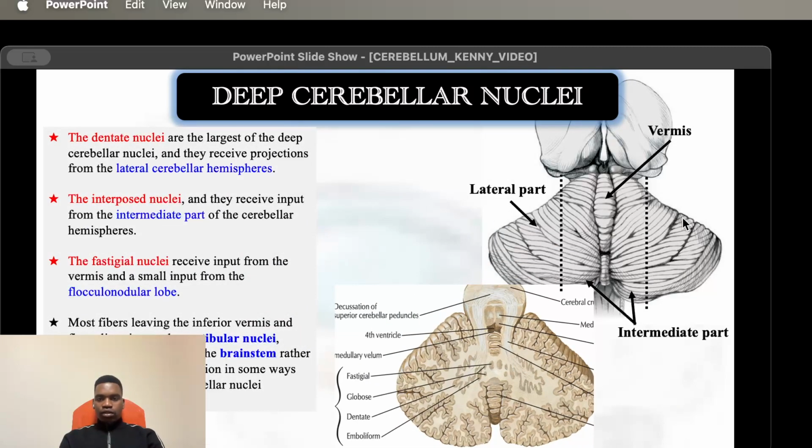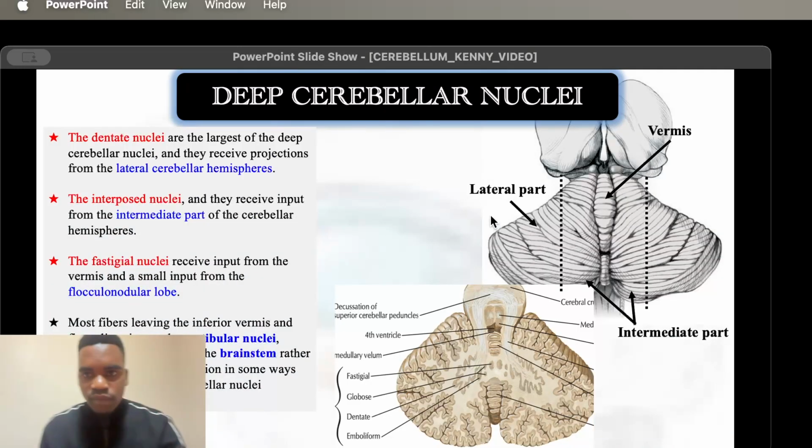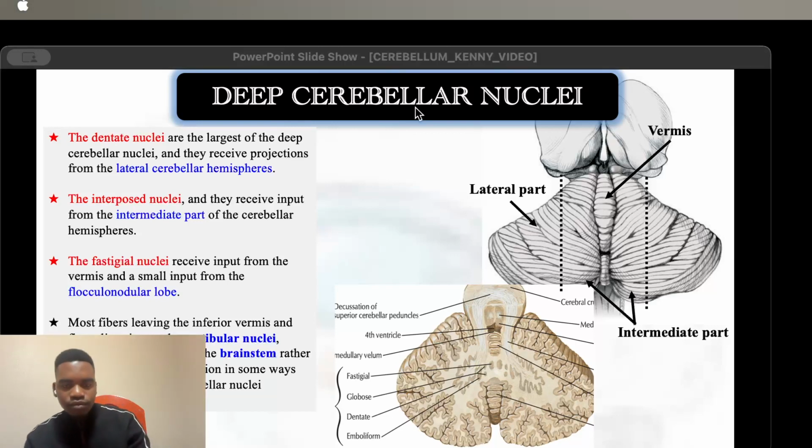Now I want you to connect that. Remember, we had this functional classification of the cerebellum: the vermis, the intermediate parts, and the lateral part. So I want you to connect it with the nuclei that are found deep within the cerebellum.